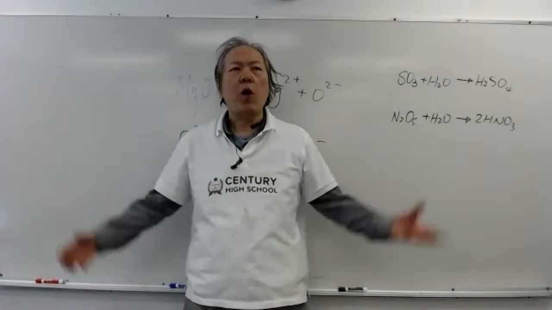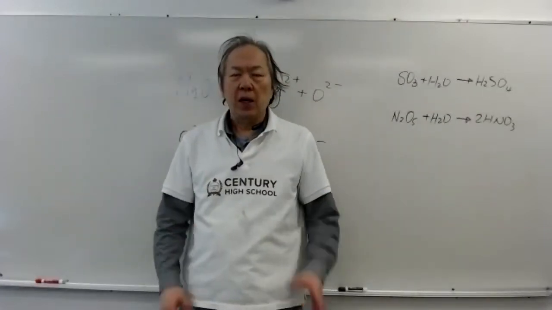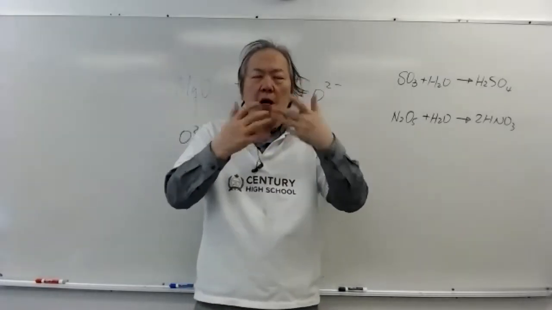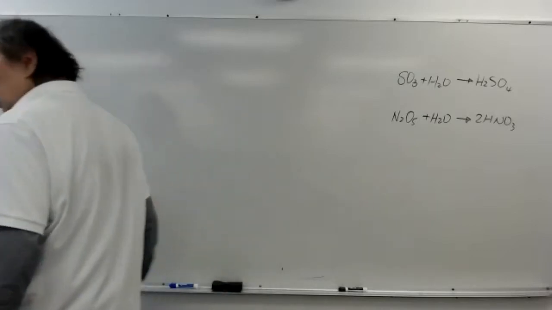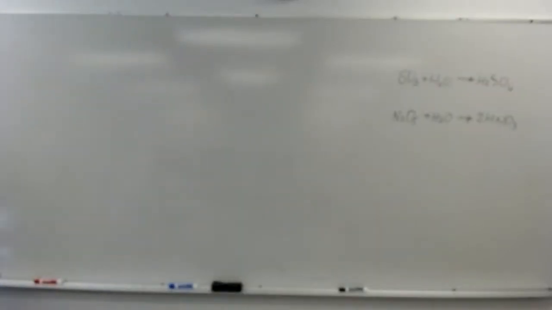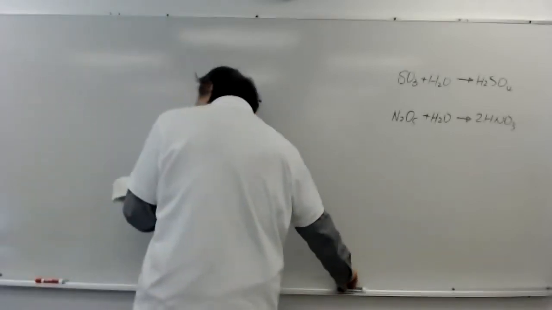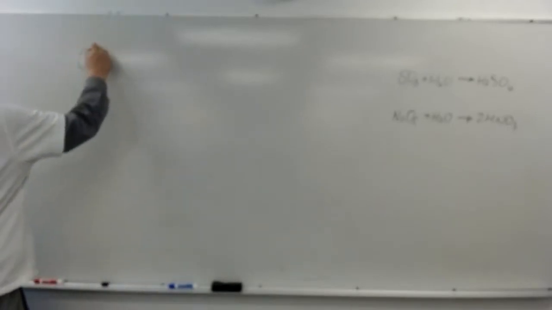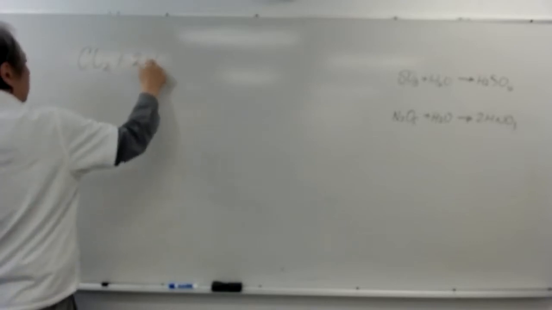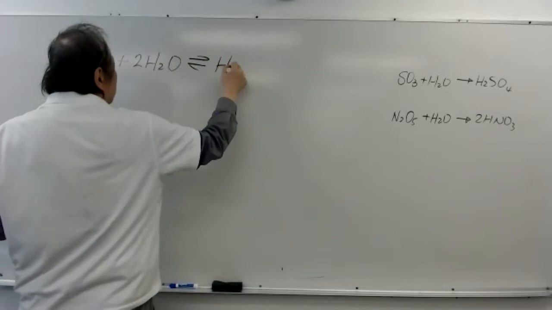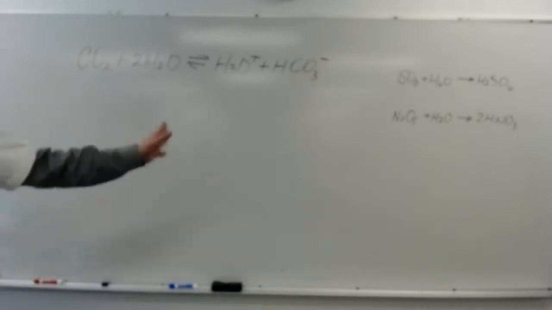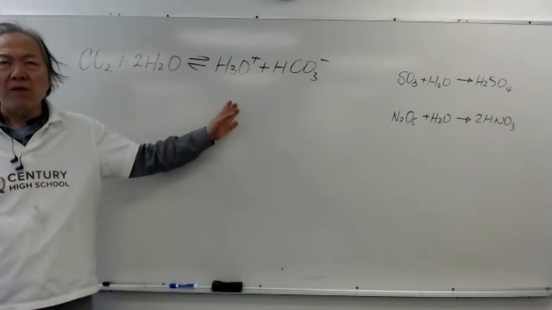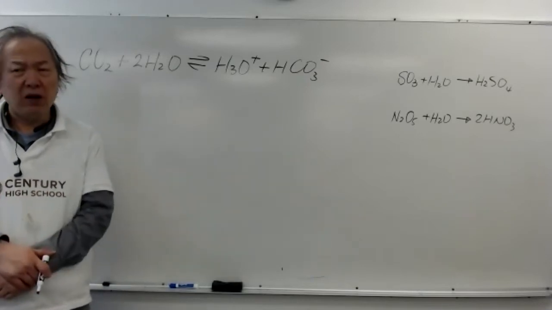When it's raining, water comes down from the sky, and at the same time the water particles react with the carbon dioxide. The chemical reaction goes like this: CO2 plus H2O produces H3O+ plus HCO3-. They will automatically produce an acidic solution whenever water reacts with carbon dioxide.